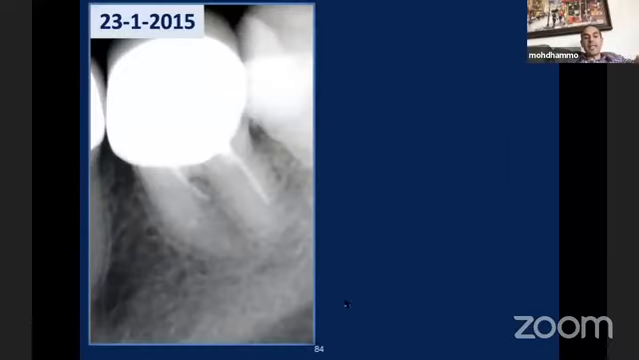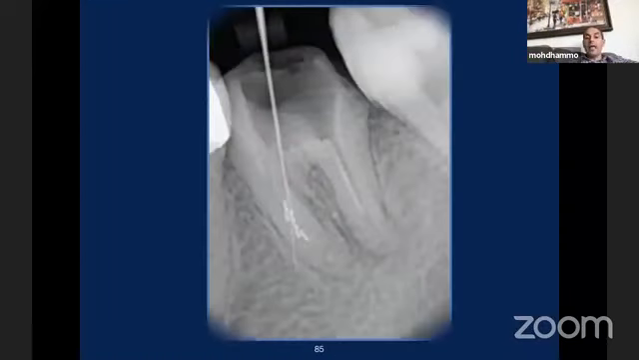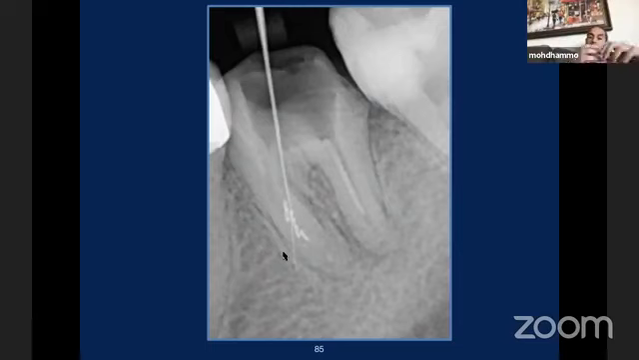So let's see this case here. While treating this case, my colleague broke one, two, three instruments. He was trying to bypass, he made a perforation, so he decided to take it out and make an implant. But the patient refused, he came to me. So I told him, I will do my best. I could not promise you anything, but I would like to give the tooth another chance.